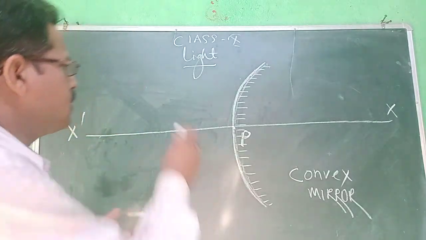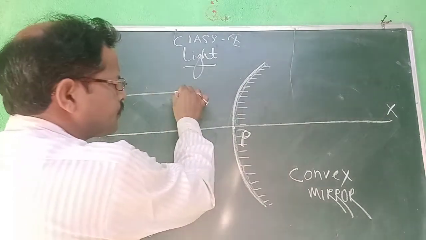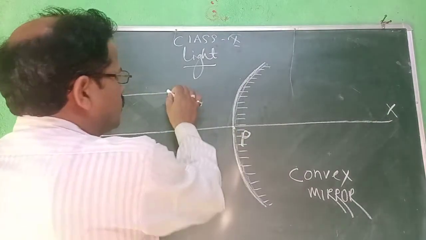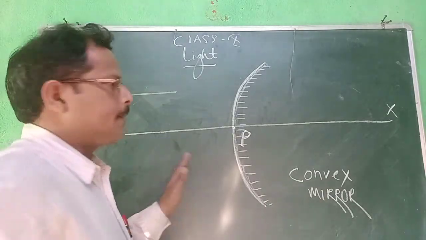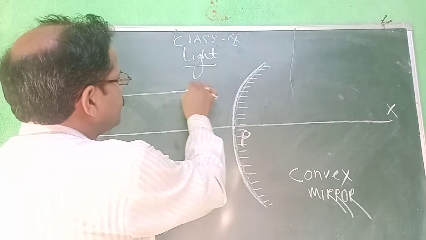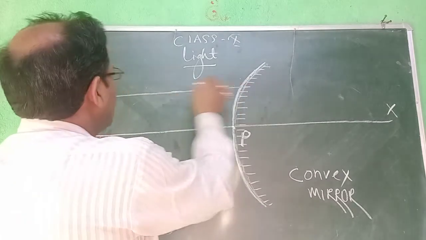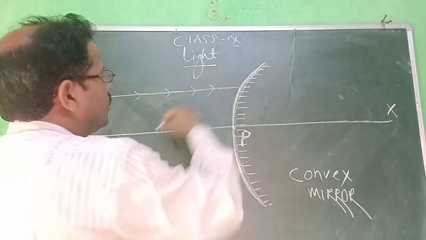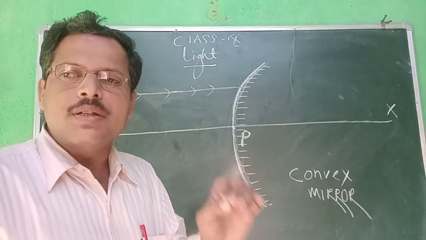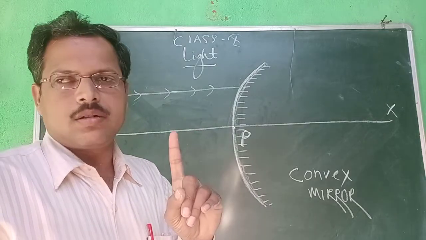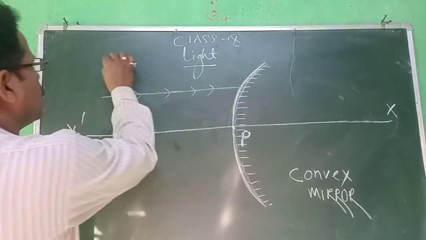Suppose this is a convex mirror. When a ray comes parallel to the principal axis, first, Rule 1.